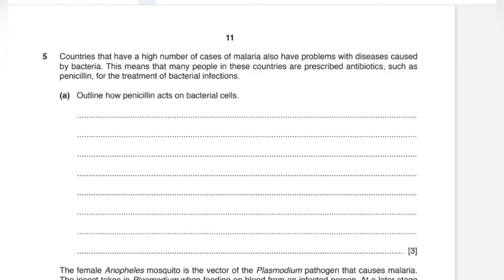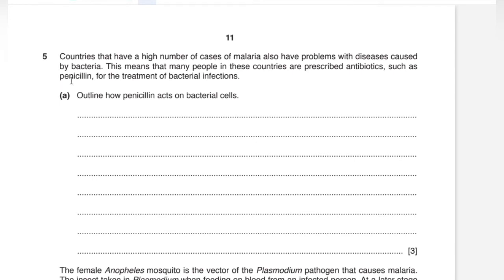Countries that have a high number of cases of malaria also have problems with diseases caused by bacteria. This means that many people in these countries are prescribed antibiotics such as penicillin for the treatment of bacterial infection. Now keep in mind that the pathogen causing malaria, which is a Plasmodium, is not a bacterium, it is a protoctist, so it cannot be killed by these antibiotics.